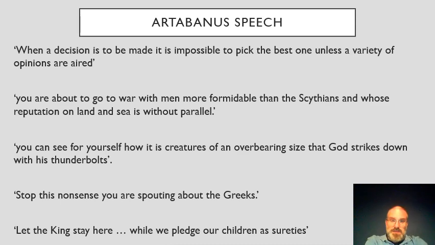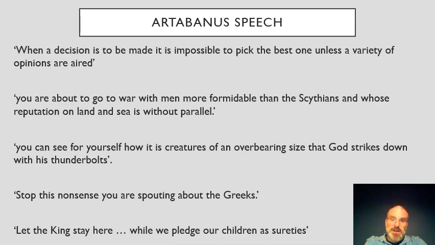Now Artabanus then turns to Mardonius and says, "Stop this nonsense you're spouting about the Greeks," and points out the danger of the Greeks, the power of the Greeks. But again, Xerxes will ignore it. I think it's important to note that Artabanus is putting forward very reasonable, very true points of view. And what we need to consider is Xerxes' response to this. He doesn't argue logically against Artabanus. He simply threatens to have him killed, or says, "Well, I would have had you killed if you weren't my uncle."